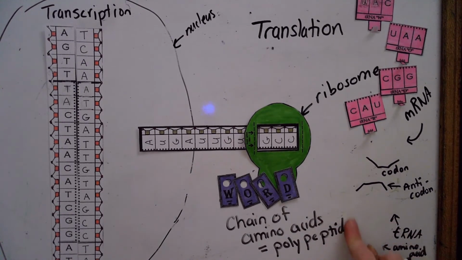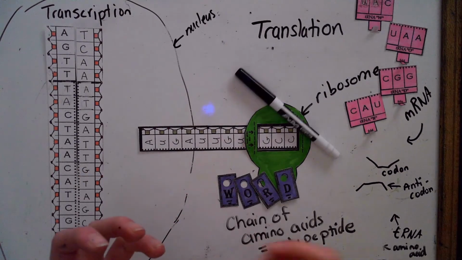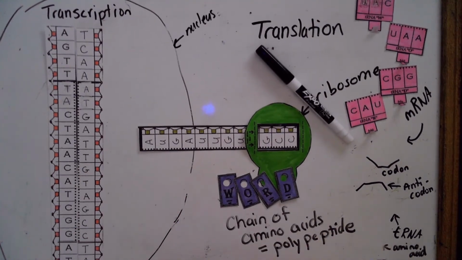Now you may say, hey, I thought a bunch of amino acids attached together was called a protein. Well, you're close. It's first called a polypeptide. After the polypeptide is folded and twisted and made into just the right shape and attached to some other polypeptides, then we will have what is called a protein.